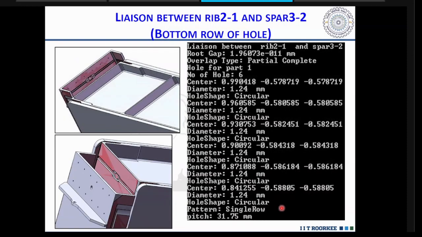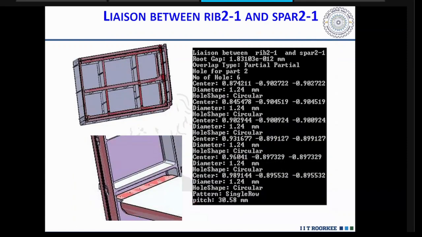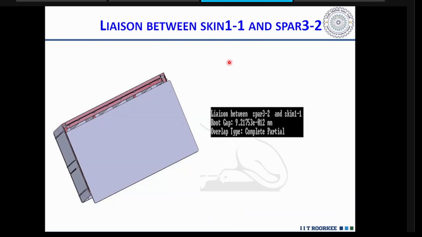Similarly, this is again the bottom portion, and we have extracted all this information. This is basically the T, and this is the enlarged portion. You just see here the number of rows of holes. Again, we are extracting the pitch, pattern, back pitch. Everything we are capturing here. Similarly, this is one more capture we are extracting here, right? This is one more example, basically SPAR1 and SPAR3.